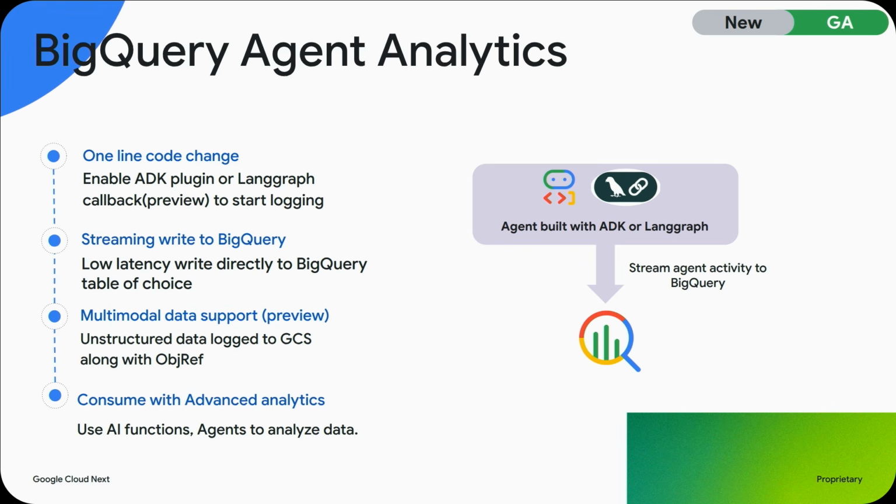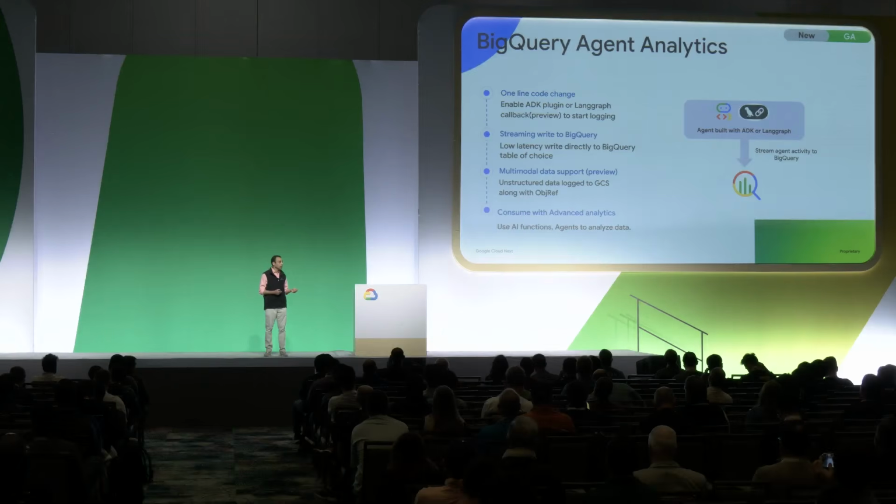So we launched something called agent analytics 4 months back, and it is generally available now. Agent analytics is an open source plugin for ADK users and an open source callback handler for LangGraph users. With a simple 1 line of code change within your ADK code, you can now start streaming all of your agent activity directly to a BigQuery table of your choice. We utilize the BigQuery streaming write capability to write the data. So data is available in near real time for you to analyze. It also has very little impact on your core agent performance.